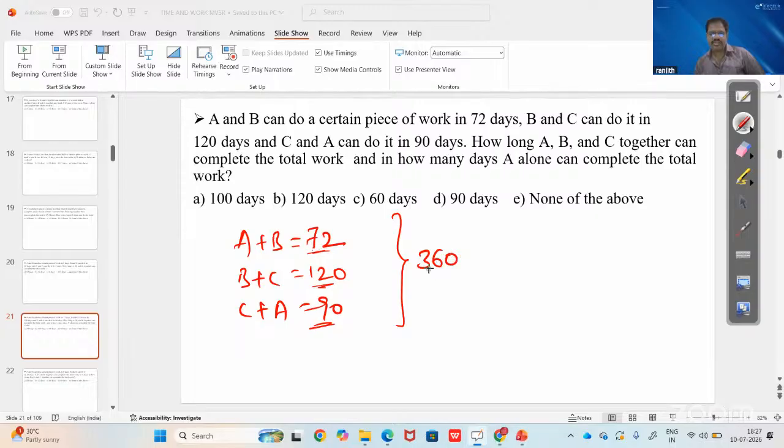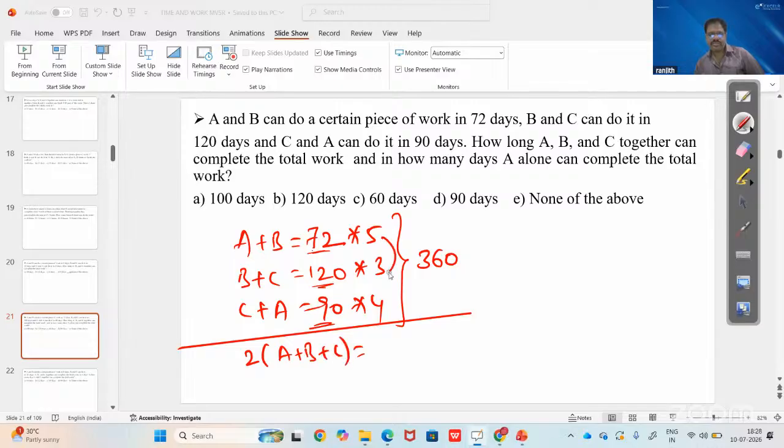In 72, 360 will be equal to 5 times. In 120, 360 equals 3 times. In 90, 360 equals 4 times. Again, A is getting 2 times. 2 times of A plus B plus C is equal to 8 plus 4 equals 12. Then 1 time of A plus B plus C equals 6. So total number of days equals 360 by 6, which is equal to 60 days.